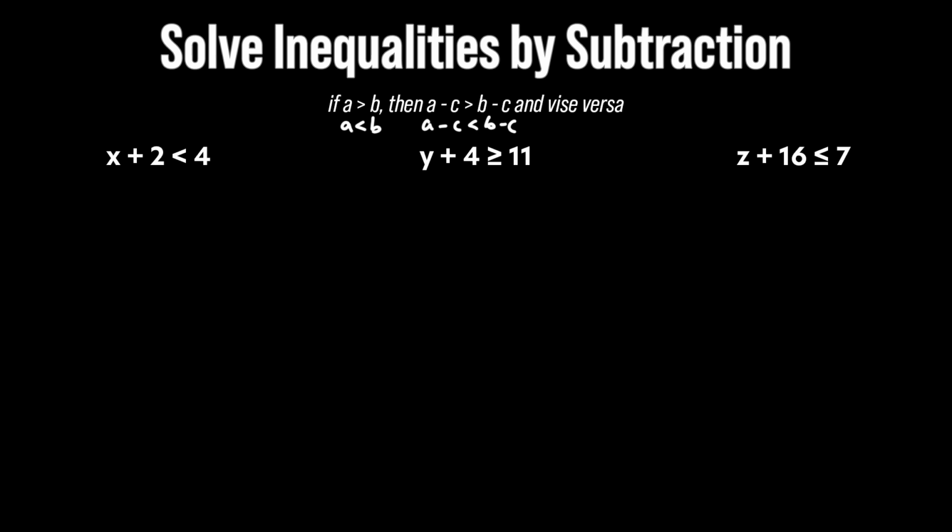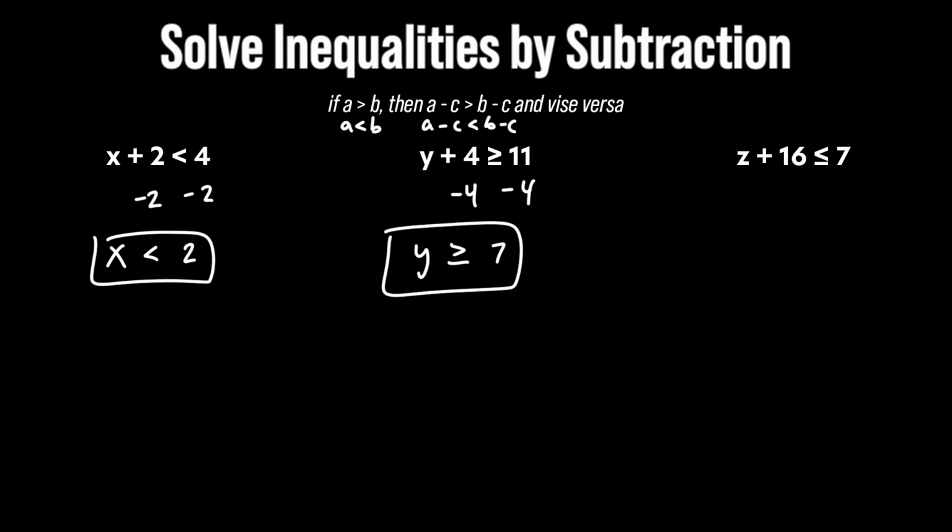x plus 2 is less than 4. So we're going to subtract 2 from both sides to isolate for x. So then we have x is less than 2. So that's going to be our answer for the first problem. Next we have y plus 4 is greater than or equal to 11. Let's subtract 4 from both sides to isolate y. Then we're going to have y is greater than or equal to 7.